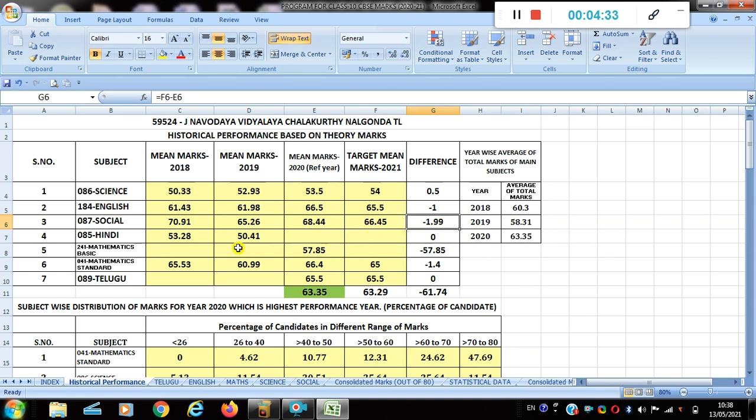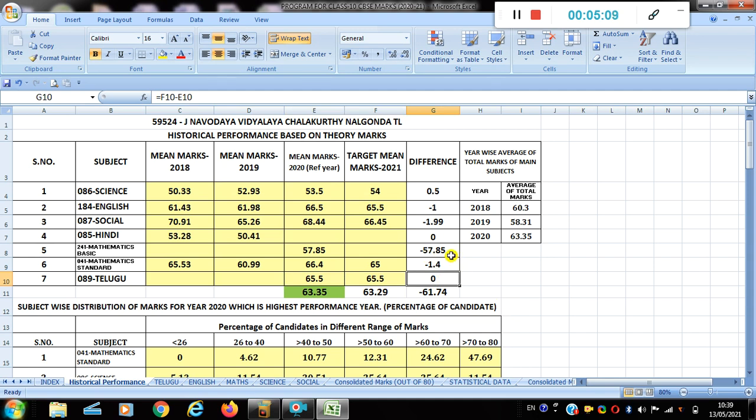Hindi, no need. Mathematics basic: last year we had mathematics basic, but this year we don't, so I can leave this cell empty. Then mathematics standard is 66.4. This year we have only mathematics standard, so I can have this as 65, minus 1.4. Then Telugu is assumed by considering last year's marks, around 65.5. I made it the same, so the difference is 0.